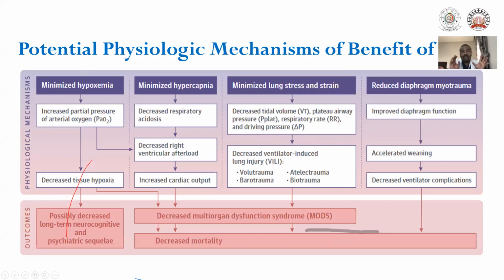In the past, the major goal of ECMO for respiratory failure was to maintain adequate oxygenation. This we all know that. The hypothesis was that patients with severe hypoxemia were dying of tissue hypoxia, hence increasing arterial oxygenation and using ECMO would improve survival.